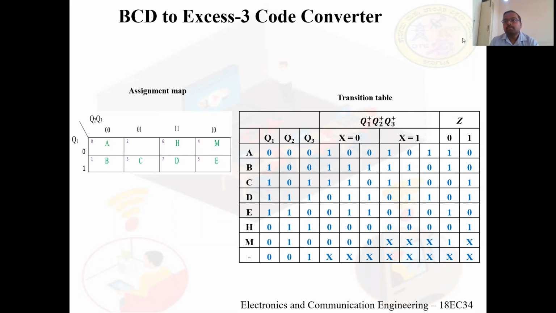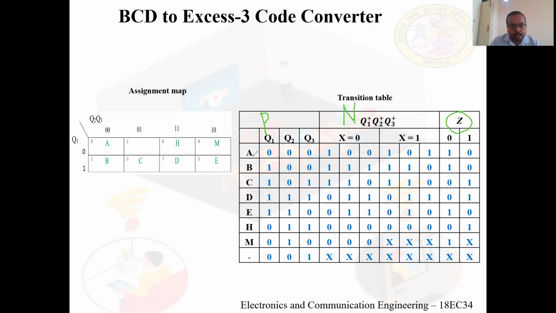Now, how is the state transition table written for this, just by looking at this? These are the present states. Q1, Q2 and Q3 are under the present state. When we say plus, it is nothing but the next state. And this is the output Z.